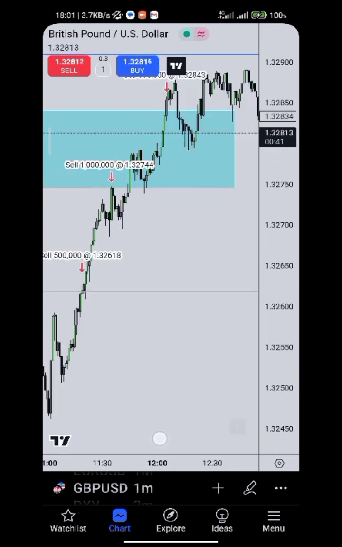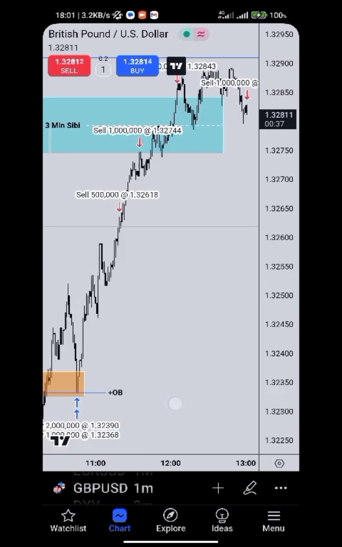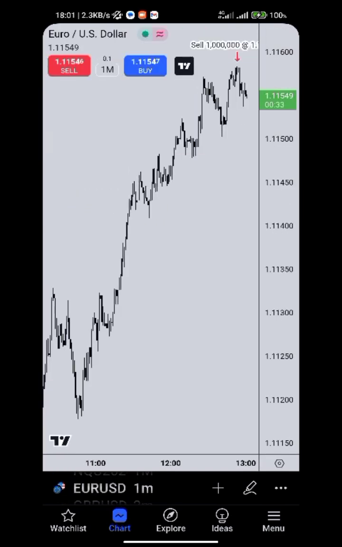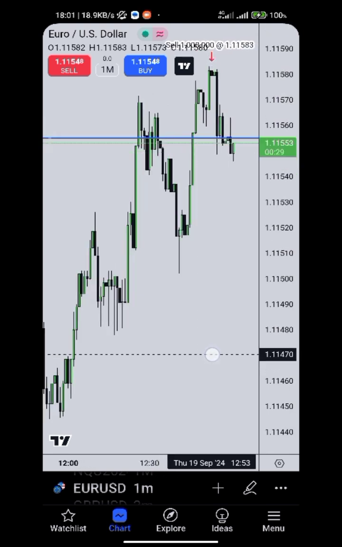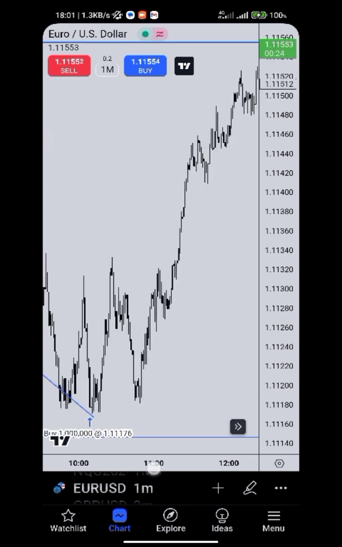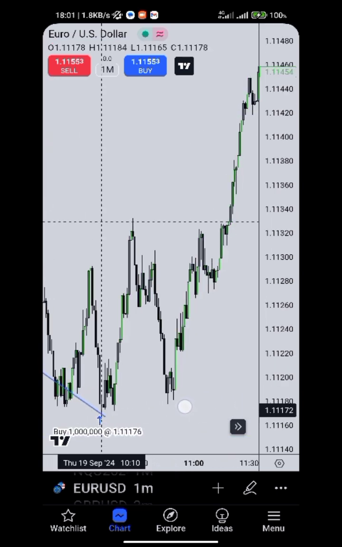Boom. So I don't care if it makes a new high. It's none of my business. I don't care. I've profited out of the market. Oh, look at that exit. Beautiful. What was the entry? Just here. Entry was here. Almost perfect.